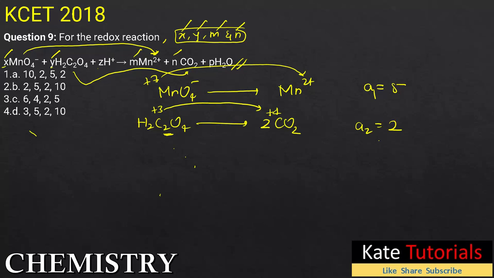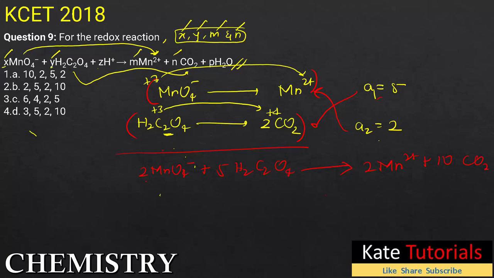So what I will do, let me change the color of the pen. 2 I will multiply to this whole, and 5 I will multiply to this whole, right? So what will I get? I will get overall like this. 2MnO4 minus, here 5 I am multiplying to this, so plus 5H2C2O4. Left hand side I have written, now it is the arrow. Again 2 I have multiplied to manganese, so 2Mn2 plus, and 5 I have to multiply here. 5 times 2 is 10 CO2, right?